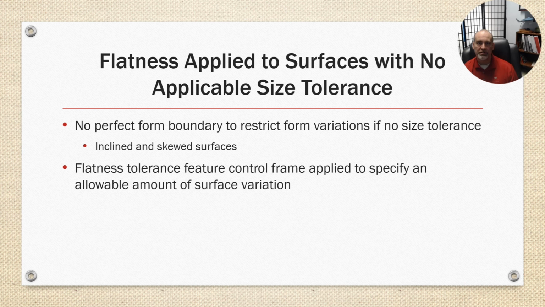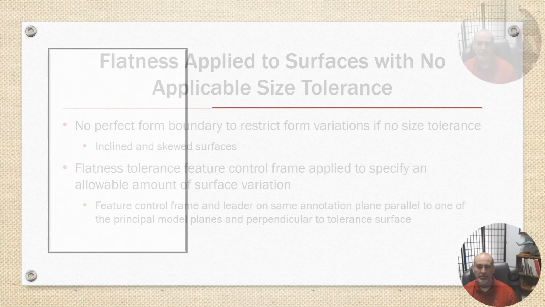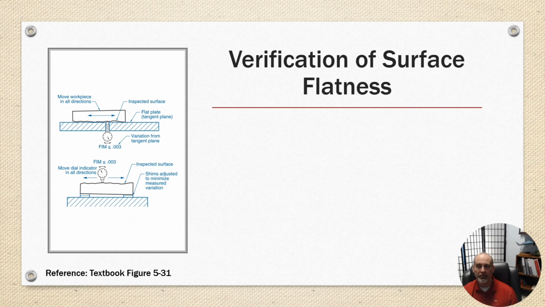Inclined and skewed surfaces: flatness tolerance feature control frames are applied to specify the allowable amount of surface variation, with the feature control frame and leader on the same annotation plane, parallel to one of the principal model planes and perpendicular to the toleranced surface. A verification of surface flatness. There are a couple methods, but you typically use a dial indicator or CMM.